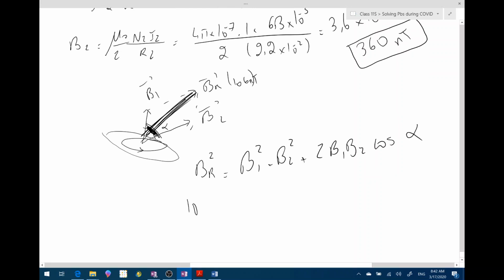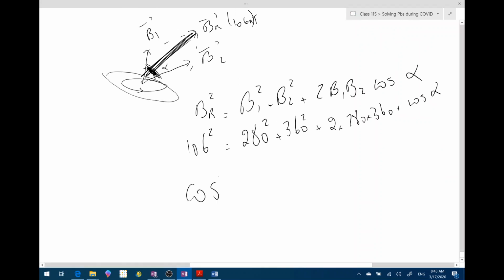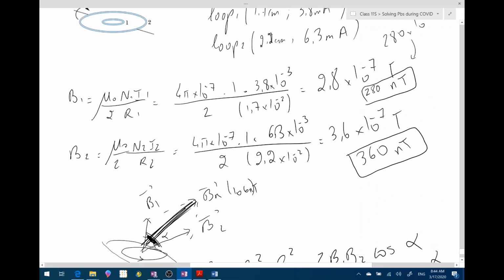Okay, this we know it's 106 nanotesla squared. This we know it's 280 squared, and this would be 360 squared plus twice 280 times 360 times cosine of the angle over here. And if you do the math, cosine alpha would be, I'll do it in a while, and the answer turns out to be 167 degrees if you do it properly.